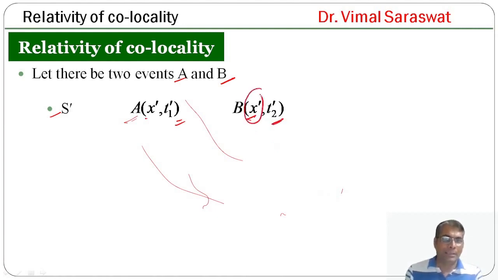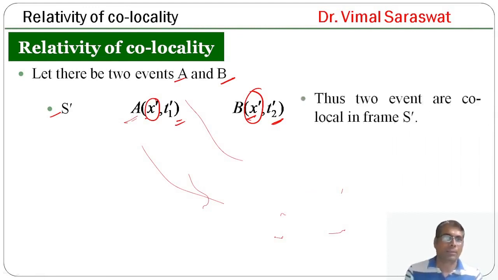It means space coordinate of both events in frame S dash are same. It shows that both events are co-local in frame S dash, but they happen at different times. Thus, two events are co-local in frame S dash.